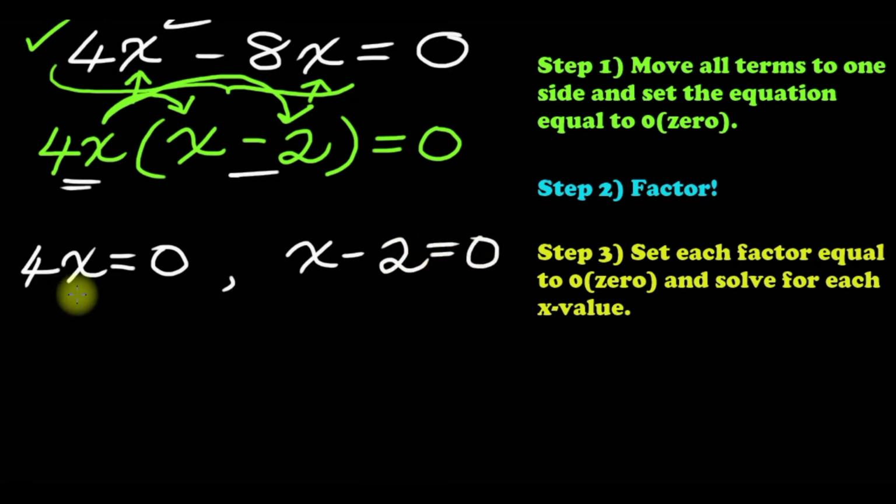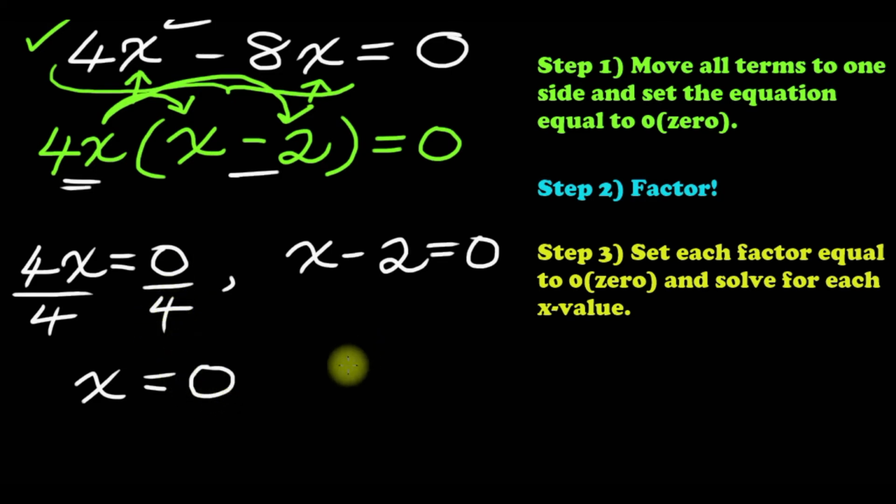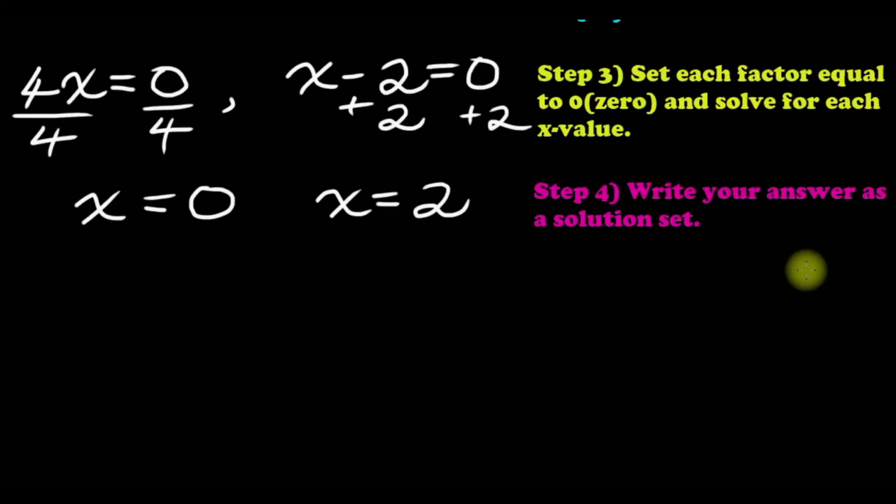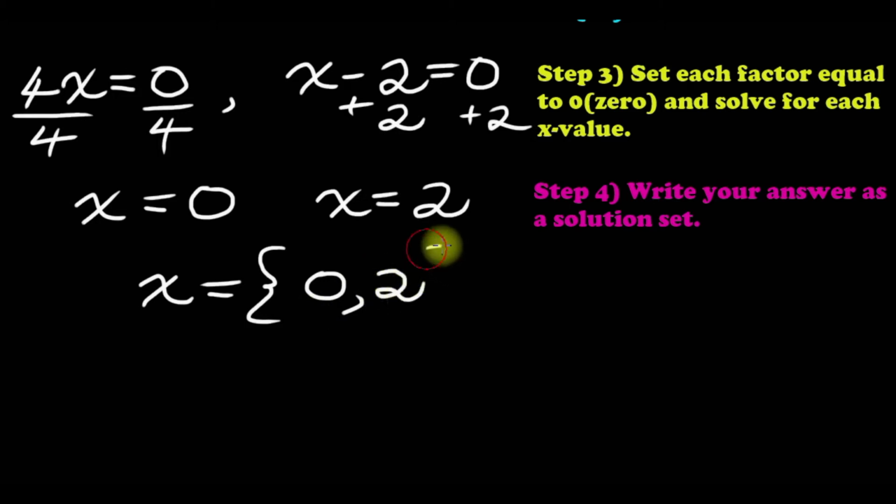So here when we solve this, we divide by 4. X is 0 over 4, 4 goes into 0, 0 times. And then here you would have to add 2 to get the x by itself. Add 2, so your x is going to be 2. And then the last thing we have to do is to write it as a solution set. 0 is one of the solutions and 2 is the other one. So there you go. X is 0 and 2.